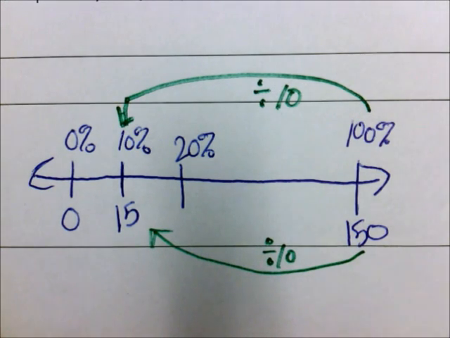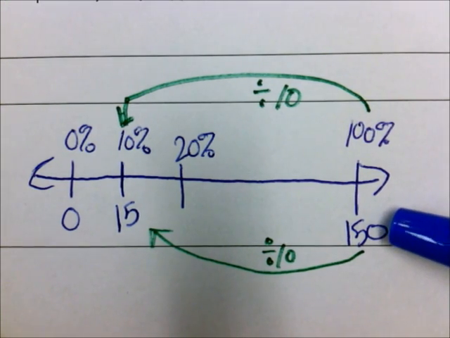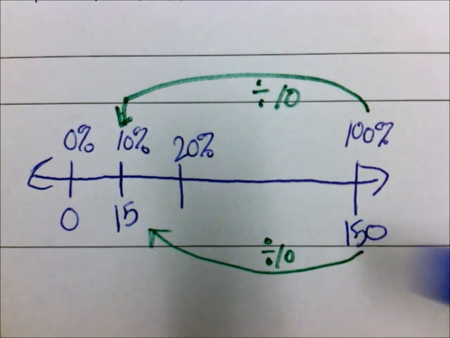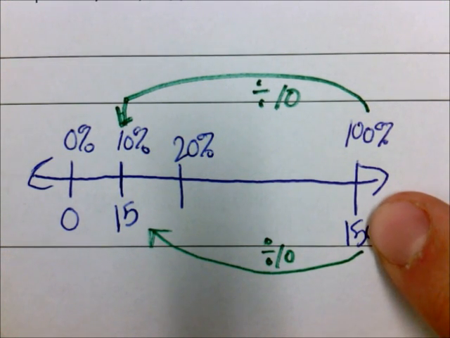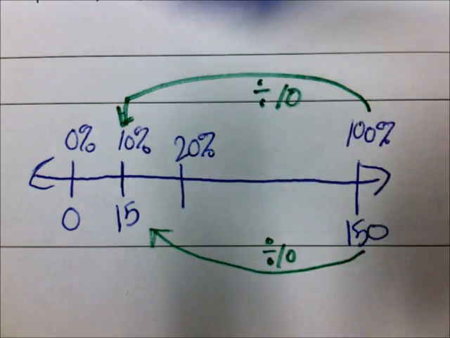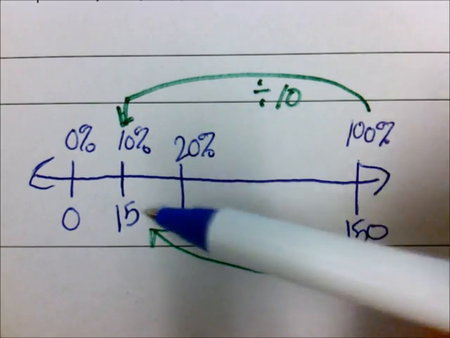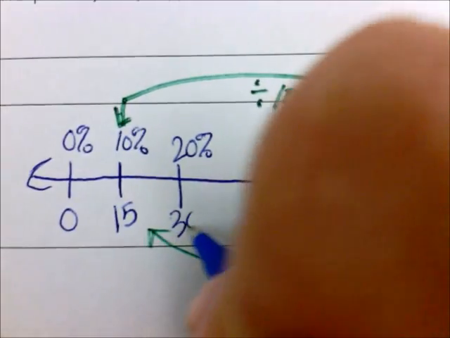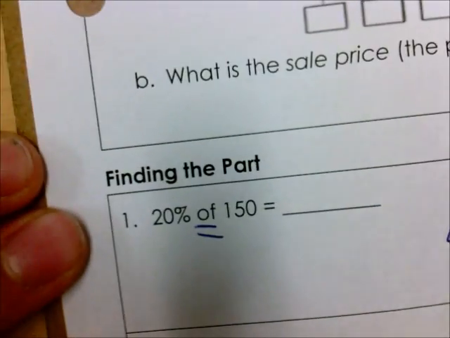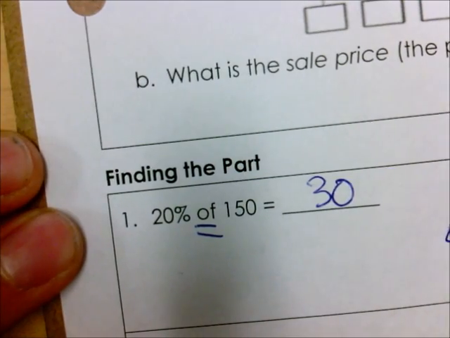Alright, we really stressed in class today though, 10% of any number. Go to 100%, move the decimal place over 1 to get 15. So, I found 10% is 15, double 10% I have 20%, double 15 I have 30. So my final answer is 30.